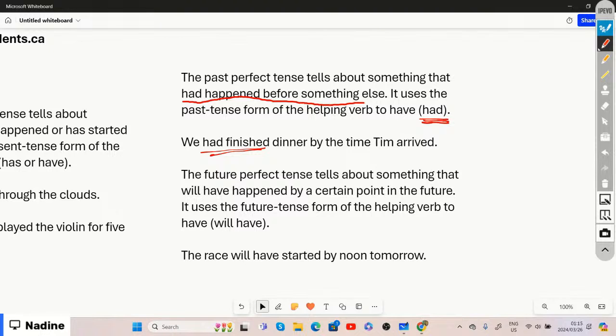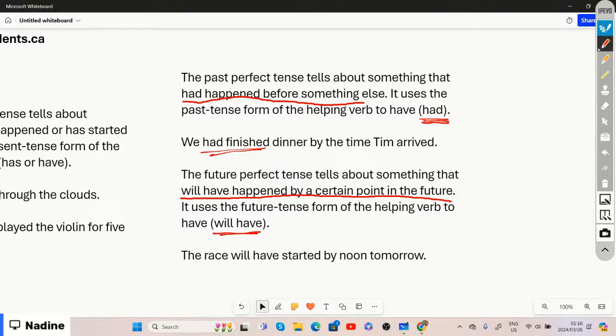Then we have our future perfect tense. Our future perfect tense tells about something that will have happened by a certain point in the future. It uses the future tense form helping verb will have. So we use the words will have to show the future perfect tense.